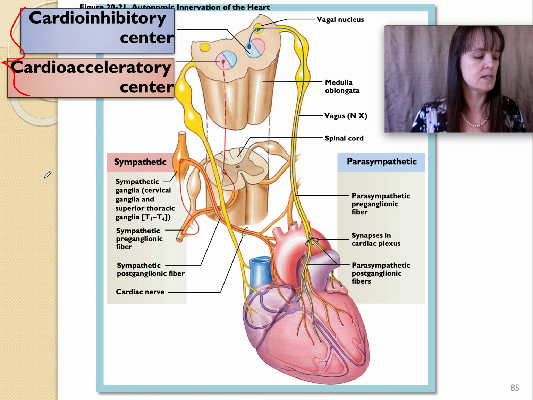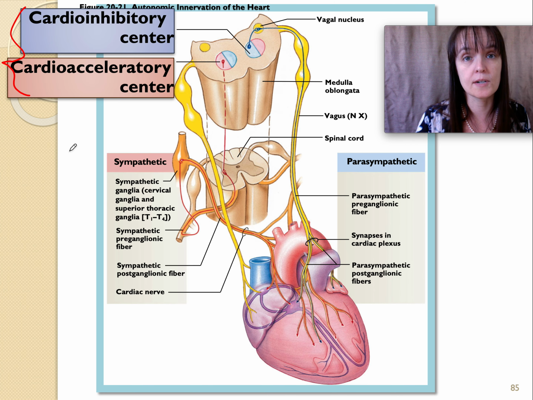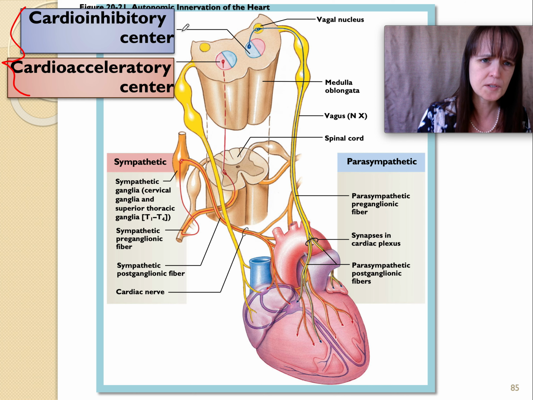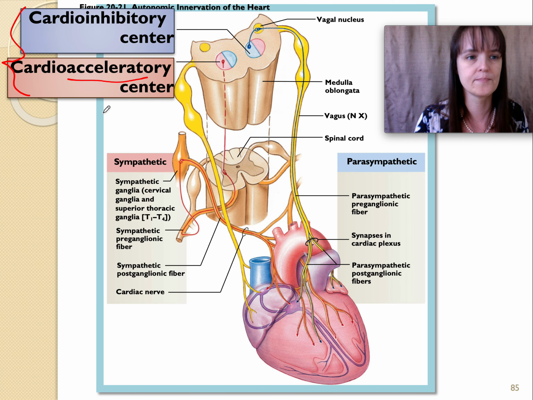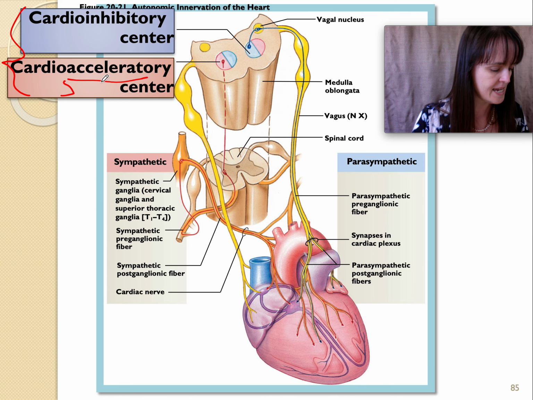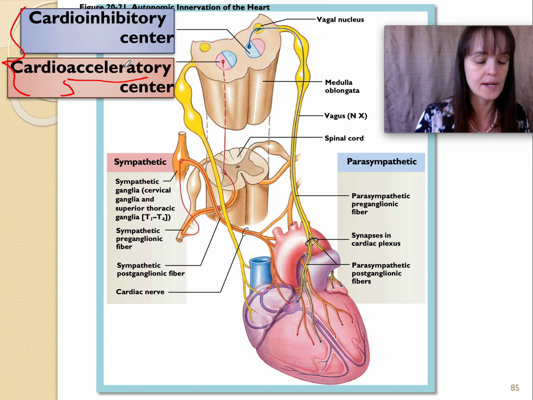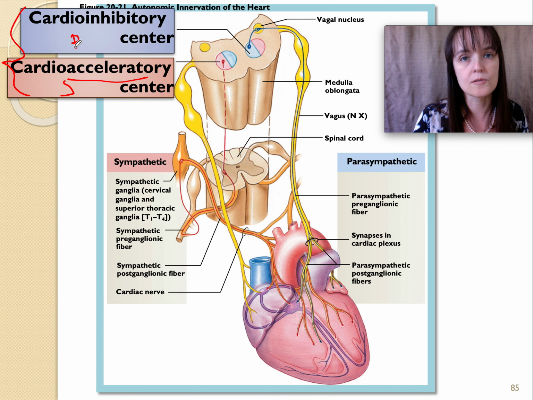Sympathetic control of the heart. So what is sympathetic going to do to your heart rate? It's going to increase your heart rate and also increase the force of the heartbeat. So which of these is going to control sympathetic, the cardio-inhibitory center or the cardio-acceleratory center? Right, the cardio-acceleratory center, because sympathetic increases the heart rate, and this has acceleration right in the name. So this one is sympathetic. And the parasympathetic control of the heart is in the cardio-inhibitory center, which slows heart rate. And here's the cardiac plexus.